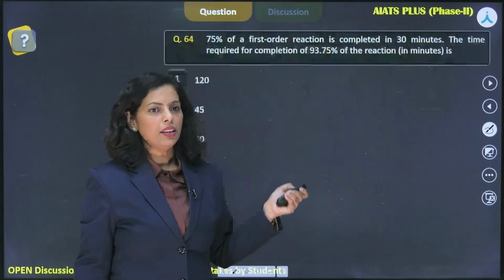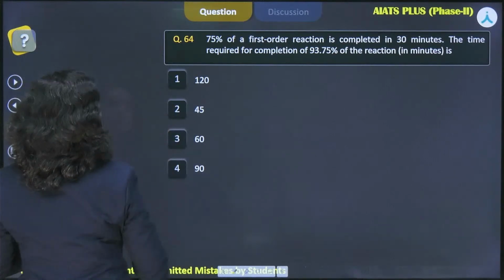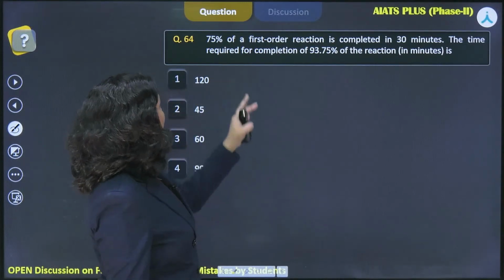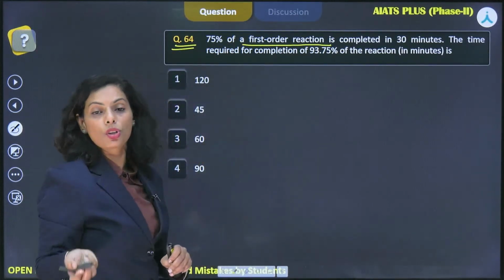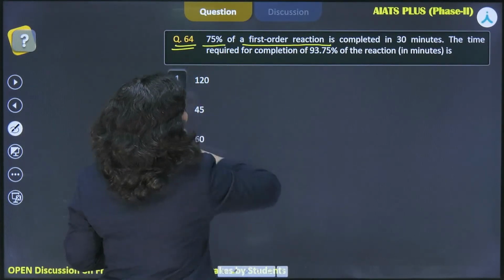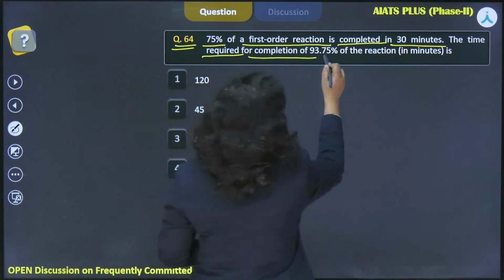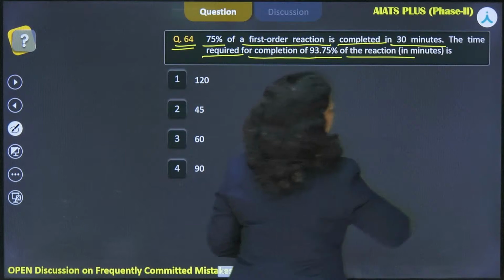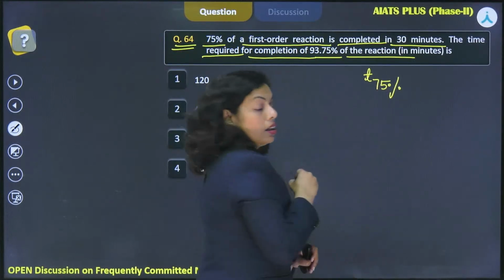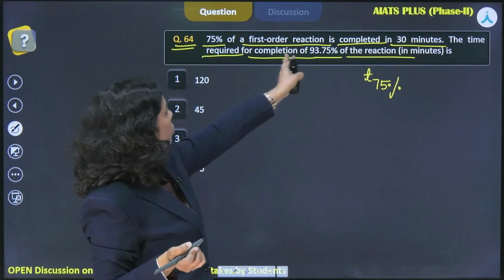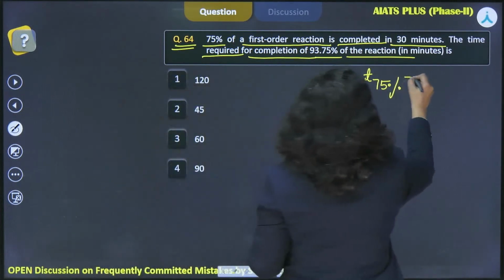Okay, now I'm moving forward with the next question, and the question is from the chapter chemical kinetics, right? In chemical kinetics we have a question which is based on the rate or the kinetics of the first order reaction. Okay, 75% of a first order reaction is completed in 30 minutes. The time required for the completion of 93.75% of the reaction in minutes is. So the first thing given here is t 75%. You have to find out the completion of 93.75%, and the completion of 75% of the reaction is given. The time taken in this process is 30 minutes, right?